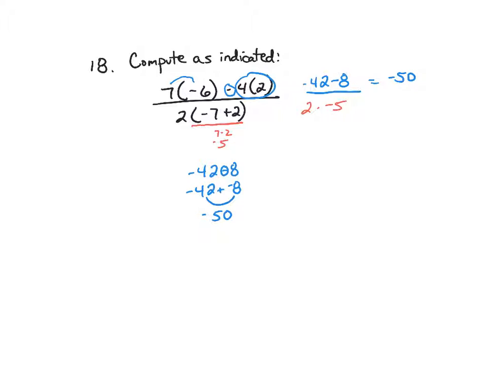Now when I multiply 2 times a negative 5, I get negative 10. And then, since I am dividing two negatives, the final answer has to be a positive, so my final answer to this problem would just be 5.